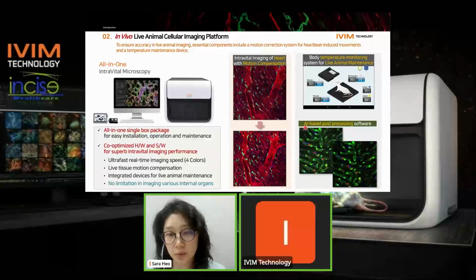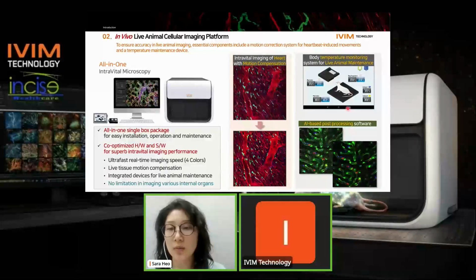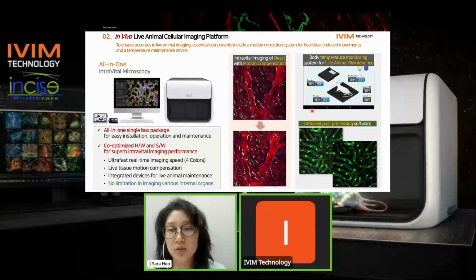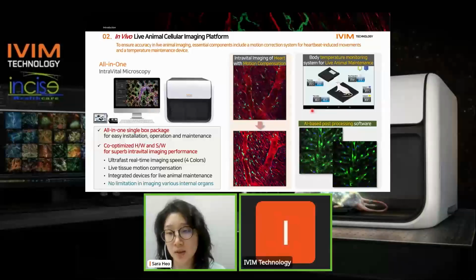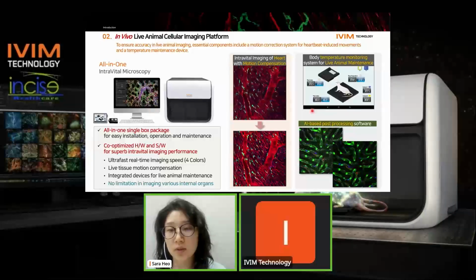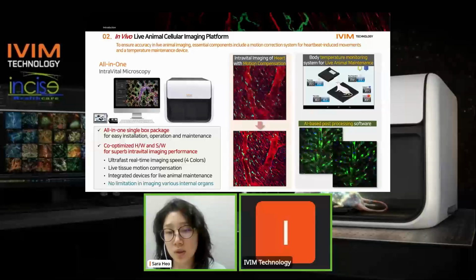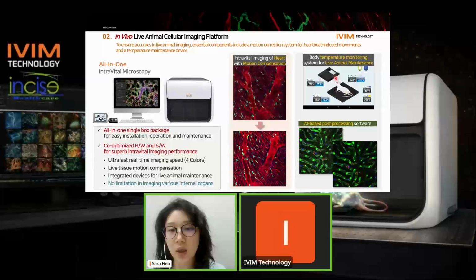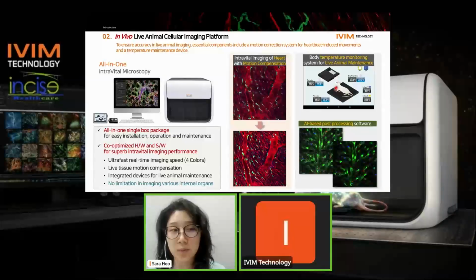And last and most importantly, we have the real-time temperature monitoring system. This ensures we can track the animals' body temperature throughout a long imaging session. The temperature can not only be tracked, but also adjusted if needed. This helps to minimize physiological variability, as well as helps in maintaining an ethical experimental environment.